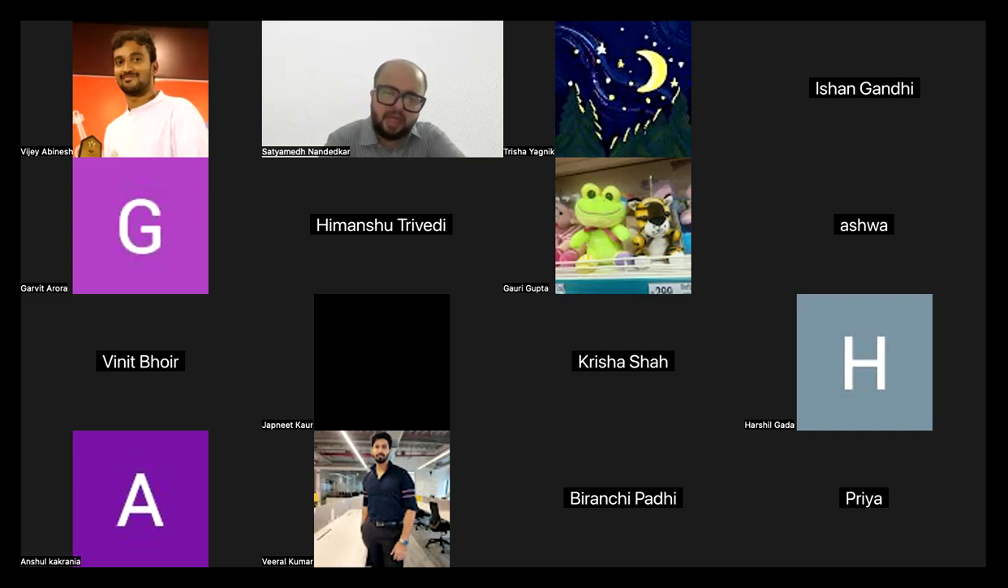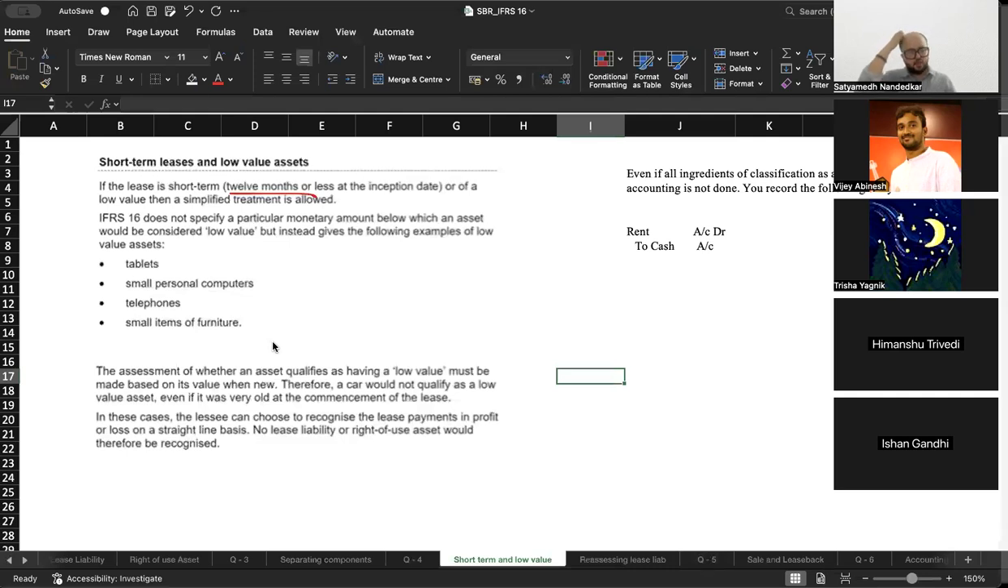So after this, after understanding how to separate the lease components, let's see what else is there in our discussion. We have short term and low value assets. Okay, what are these short term and low value assets? If the lease is short term, that is 12 months or less at the date of inception, or of a low value, then a simplified treatment is allowed. Basically, for tablets, small PCs, telephones, small items of furniture, you don't do the full drama of lease accounting. All you do is you simply record an entry, rent account debit to cash, and your job is done. This is applicable for short-term leases or for low-value assets.